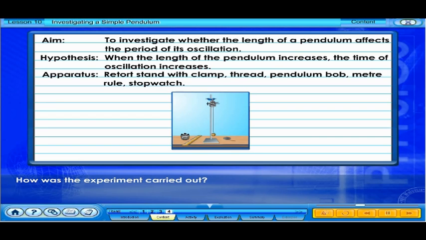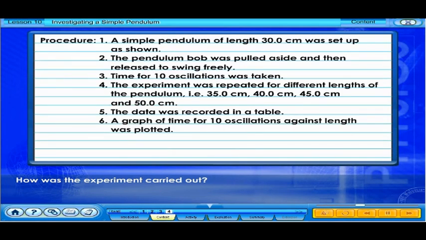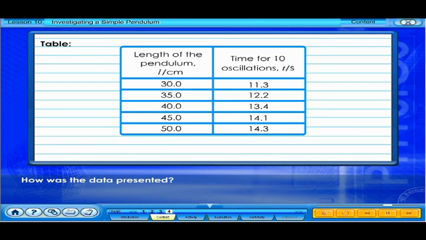How was the experiment carried out? Procedure. A simple pendulum of length 30.0 centimeters was set up as shown. The pendulum bob was pulled aside and then released to swing freely. Time for 10 oscillations was taken. The experiment was repeated for different lengths of the pendulum, that is, 35.0 centimeters, 40.0 centimeters, 45.0 centimeters, and 50.0 centimeters. The data was recorded in a table. A graph of time for 10 oscillations against length was plotted. How was the data recorded? How was the data presented?